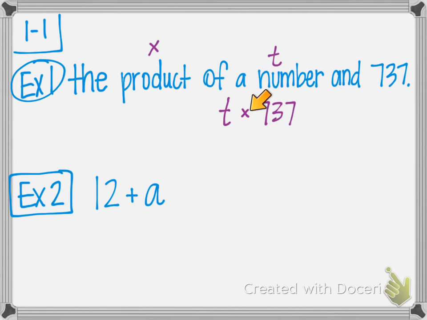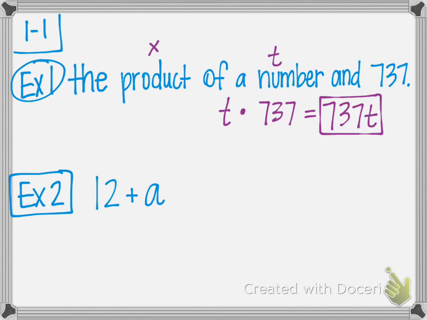But that symbol that you're sometimes using for multiplication looks like an X. So we don't want to get that confused with the variable X. So let's maybe use a dot instead of the X. Or you could also write just 737T. And that's your numbers and symbols.